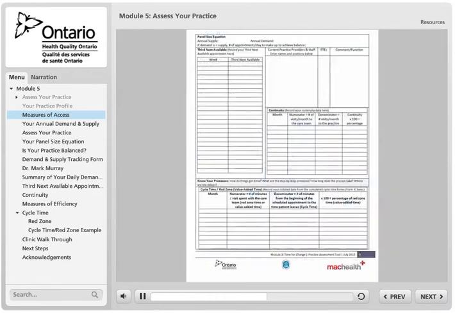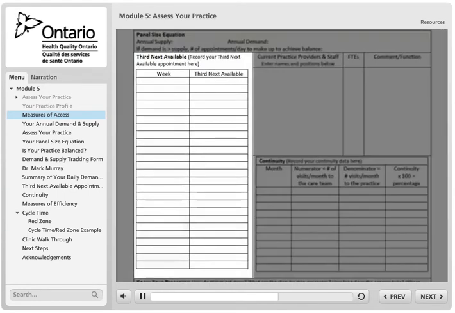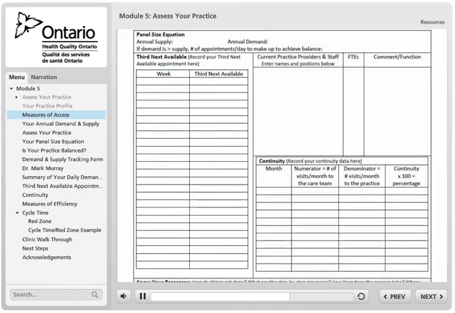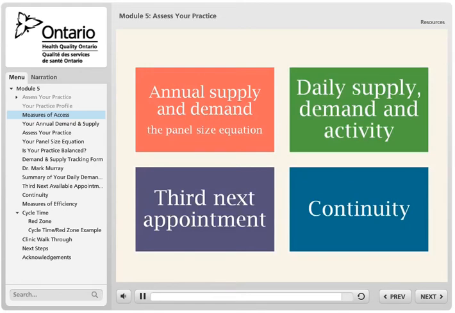Third next available appointment is the gold standard for measuring the number of days your patients are waiting for an appointment. Your team will track third next available appointment each week on your practice profile to see if the changes you are testing are leading to an improvement. Since advanced access is also about timely access and continuity, and a see your own and don't make them wait philosophy, the continuity measure will be used by your team to make sure that you're not unintentionally compromising continuity in order to improve your third next available appointment. This is also tracked on your practice profile. We will now look closer at each of these 4 measures, starting with your annual supply and demand.